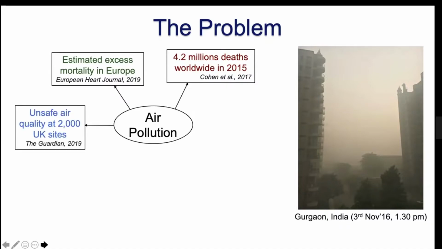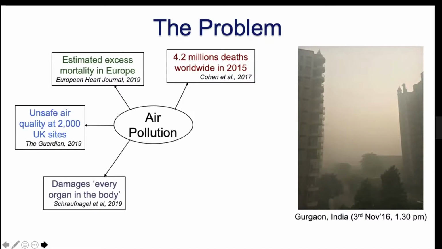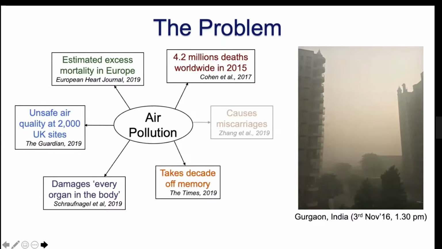There's unsafe air quality at 2,000 sites in the UK where we have surface monitors, but we do not have any idea about the sites where we do not have any monitors. Air pollution is said to be damaging every organ in the human body. It also takes a decade off memory, so you can age your brain by a decade straight away, and it's even been linked to miscarriages.